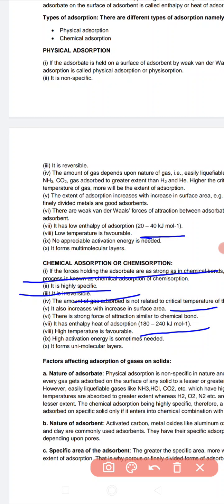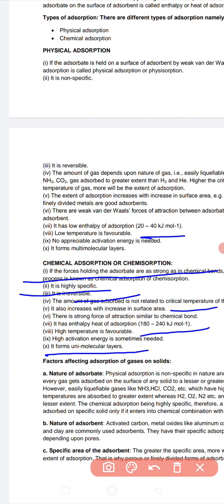Another is that high temperature is favorable for this process. Next, high activation energy is sometimes needed, and it forms a unimolecular layer. Now, if I discuss the basic difference between physical adsorption and chemical adsorption, which is a commonly asked question, you should try to answer it in a tabulation.